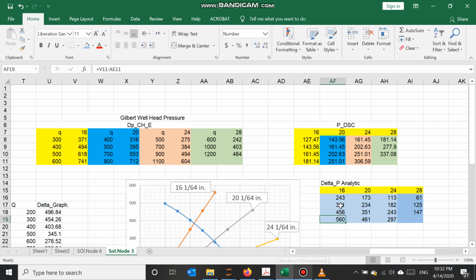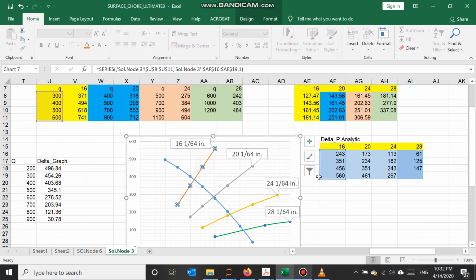So you calculate this delta P analytically. For example, here for the 20 bean size, you take the value from Gilbert minus the P downstream of the choke. You get these, and then you plot them. So you plot these delta Ps with the assumed Q for each bean size. Let me show it. Here it is for this, you can see it there, and for this one.